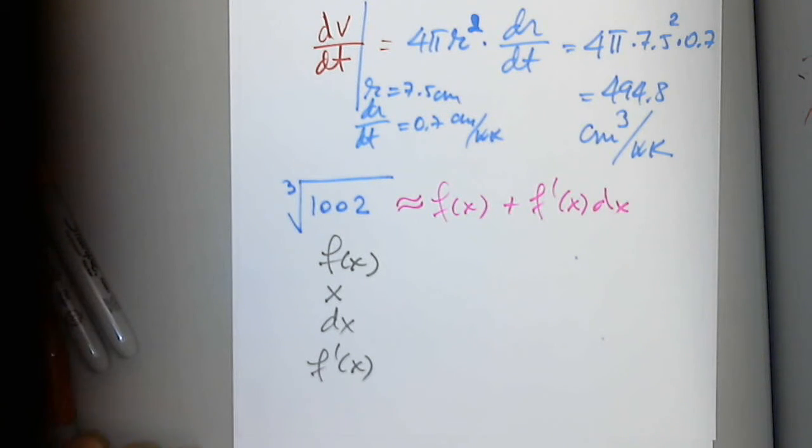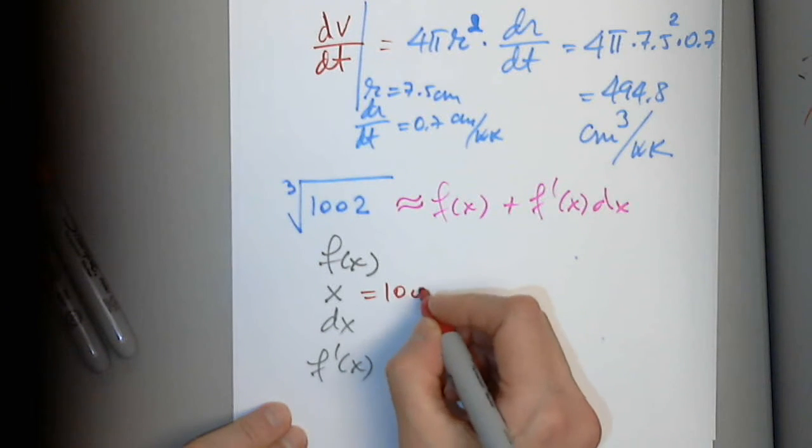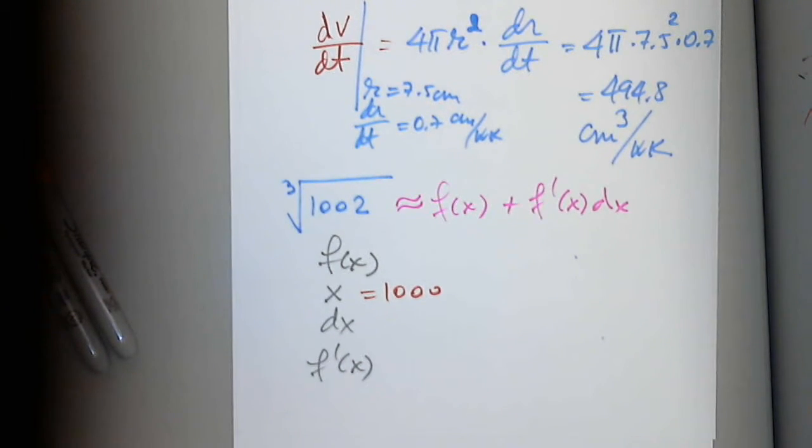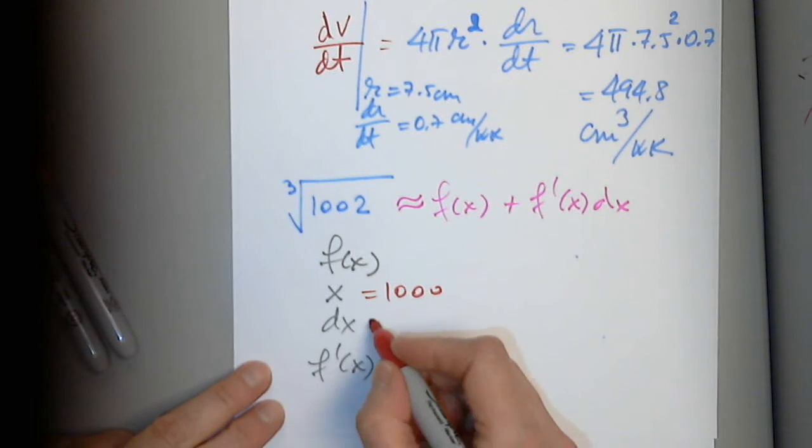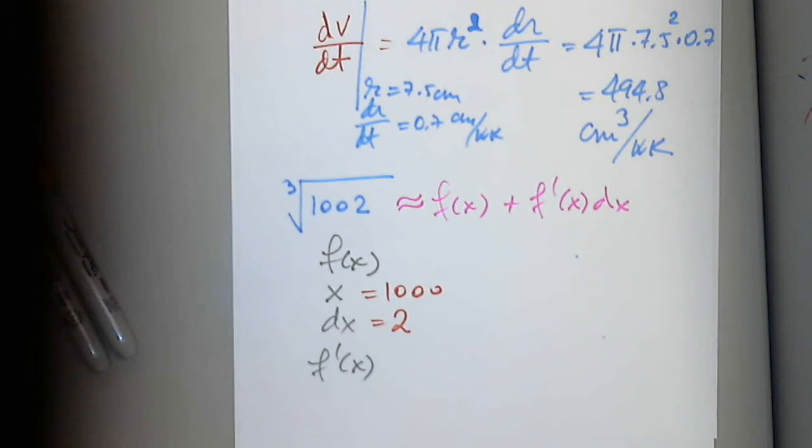So let's start with the easier part. Can anyone give us x? Something nice, something close, something that we can take the cube root from. Of course. Can anyone then give us dx? The error from 1,000? 2. Which function was used?